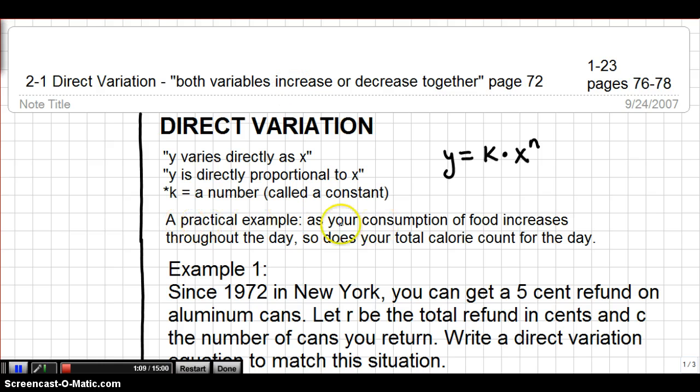So in a practical way, think about how as you consume food throughout the day, the amount of food you eat increases. As you do that, so does your calorie count for the day. So as your food intake goes up, your calorie count goes up for the day. Those two variables are both increasing together. So that's a direct relationship between those variables.